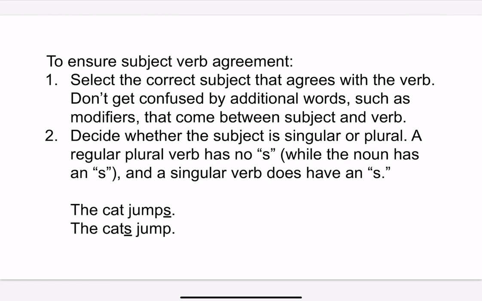All right, and that's how we determine how to make subjects agree with verbs and pronouns agree with their antecedents.